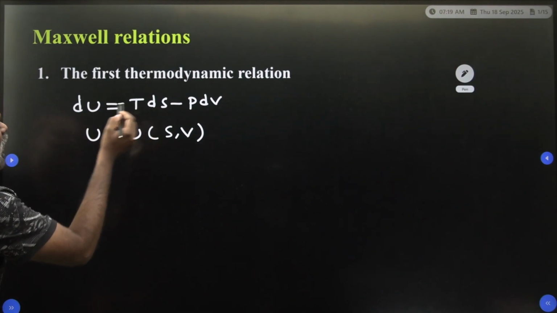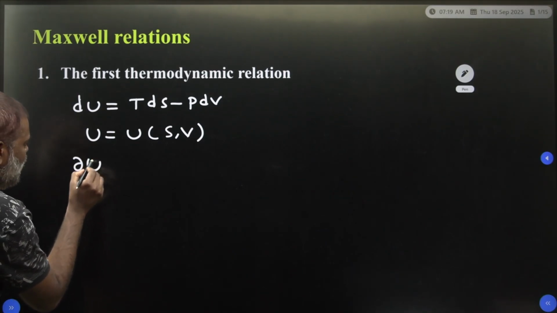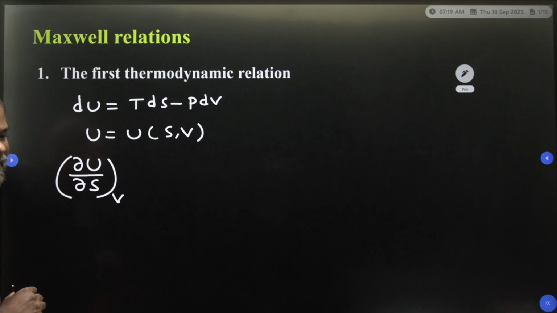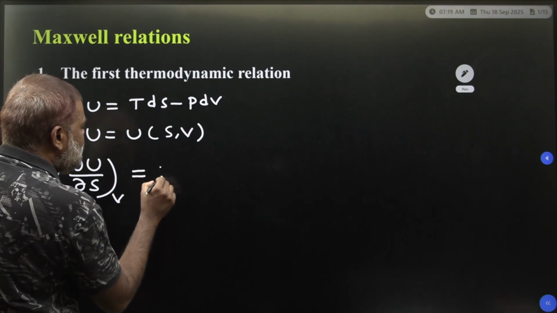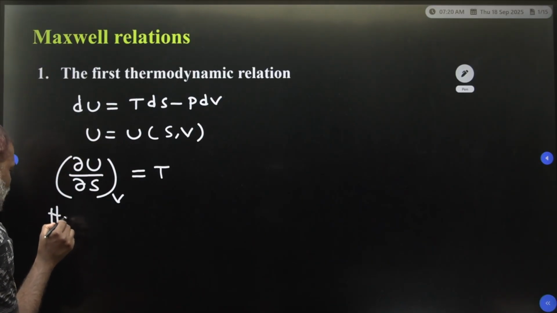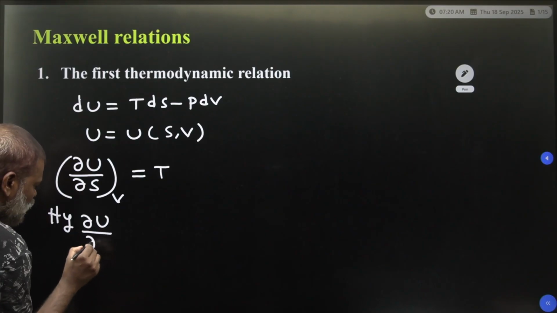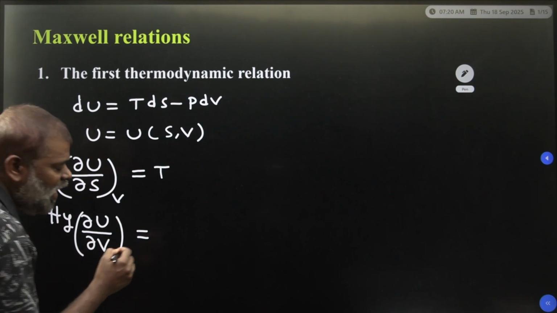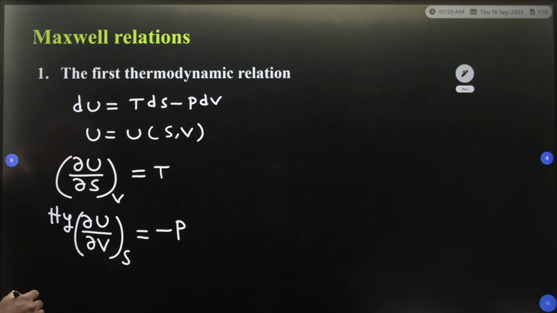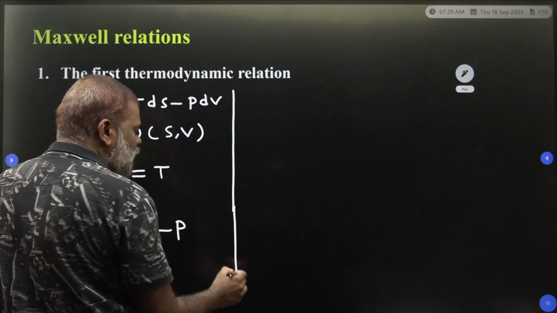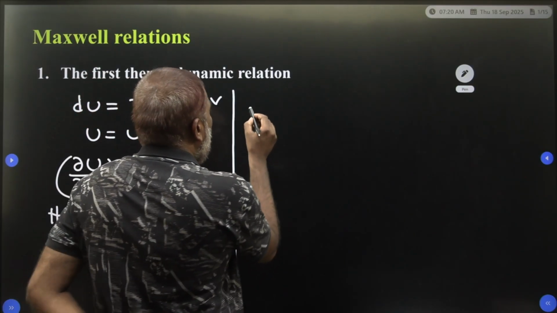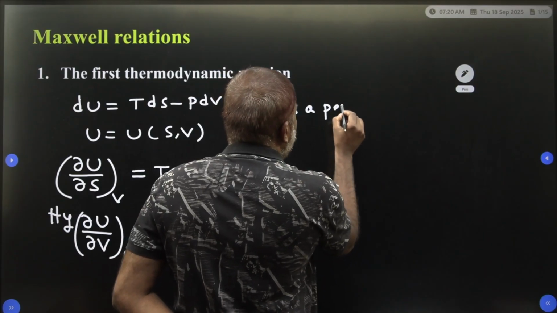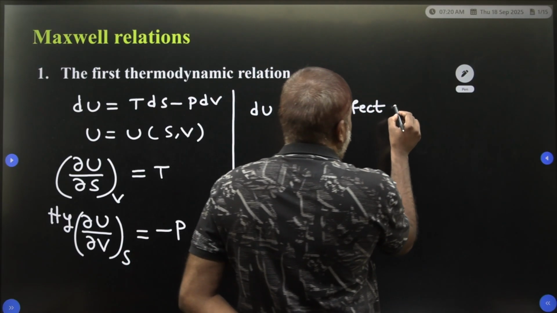From this expression you have to define the partial derivative: ∂U/∂S at constant volume is equal to the temperature T. Similarly, ∂U/∂V at constant entropy is equal to minus pressure, minus P. Suppose dU is a perfect differential.